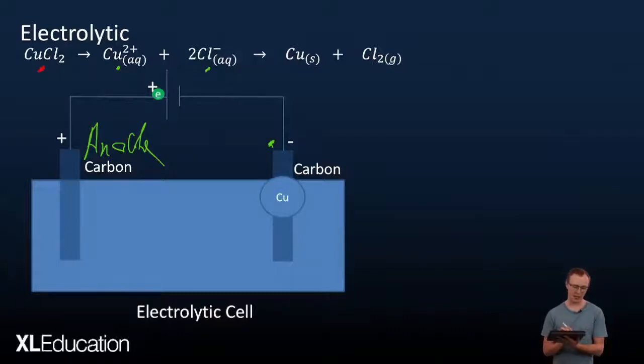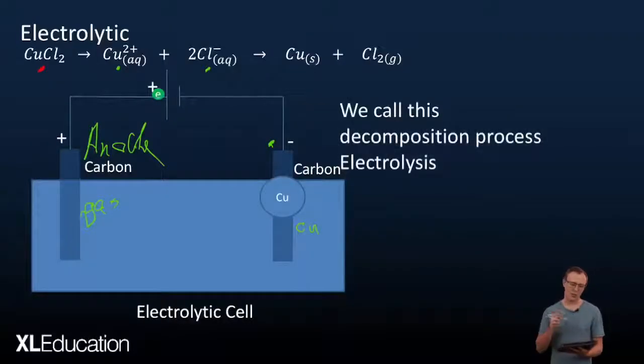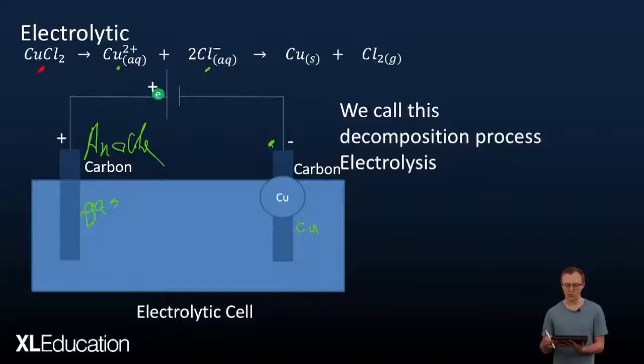So what's happening here is we're getting gas at this one electrode, and at the other electrode we're having a coating of copper that's forming on it. Now these are two carbon electrodes, so those don't participate in the reaction, they just allow electricity to be conducted through the circuit. Right, so we call this decomposition process, where we break things up, electrolysis. So we're using electricity to break things up. And now I'd like to show you a little experiment which is literally exactly the same as what we just looked at.